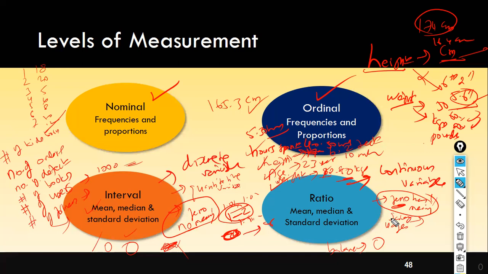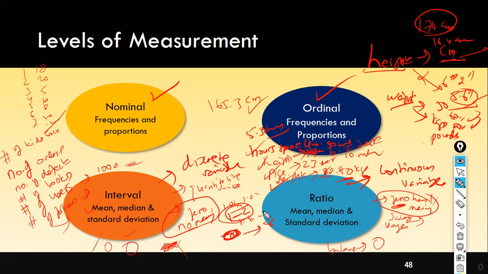The interval and ratio. Interval is also called a discrete variable, whereas ratio is also called a continuous variable. Okay, continuous variable. The ratio and interval, these two data types allow you to do all types of arithmetic operations. You can add the values. You can take the average, median. You can find out the standard deviation, everything.